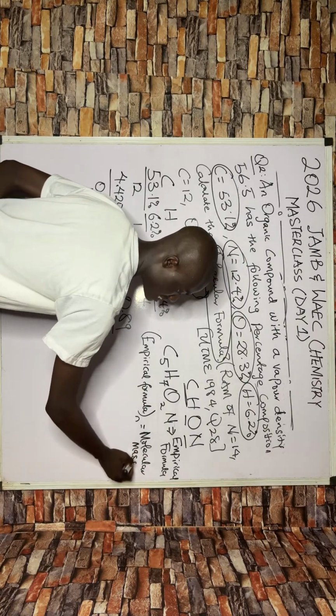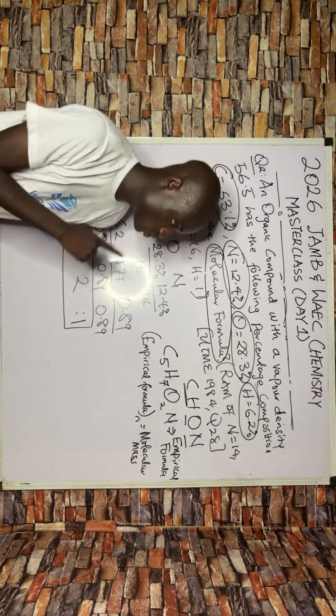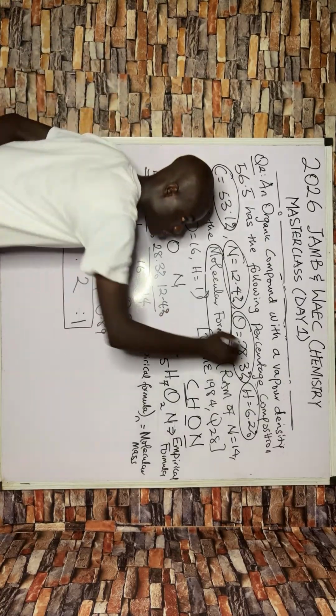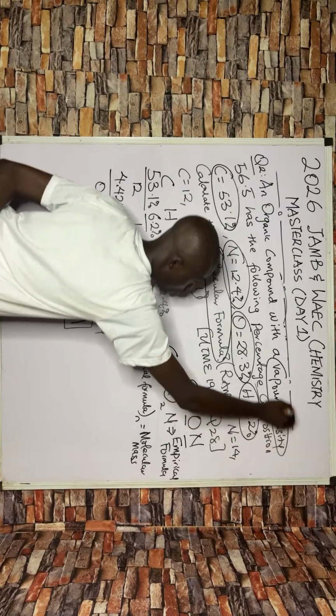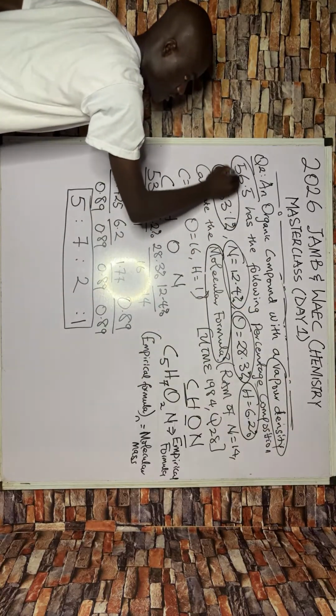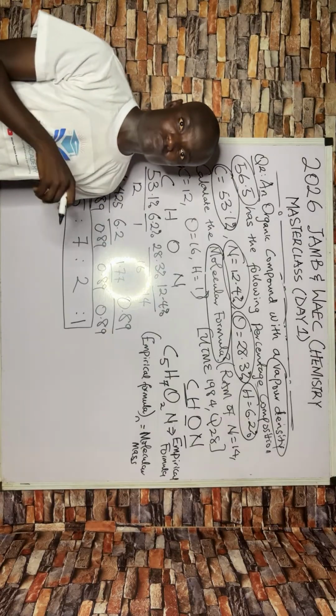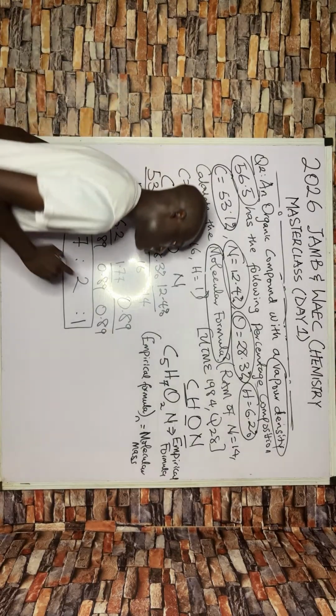Molecular mass. Now, if you look at this question, they didn't give us molecular mass. Rather, they gave us something very unique. And that unique thing is what? Vapor density. So how do we then calculate molecular mass? That leaves us with the question, but it is very easy. Now, there's a formula for it.